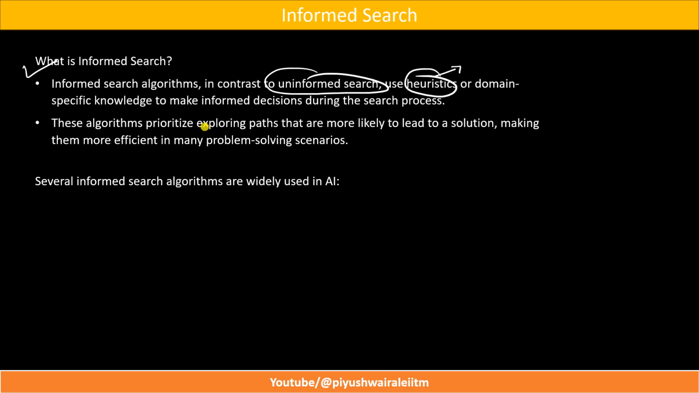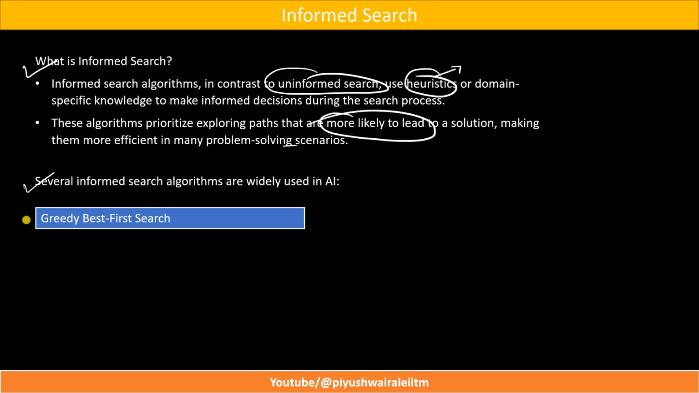Now, this algorithm prioritizes exploring paths that are more likely to lead to a solution, making them more efficient in many problem-solving scenarios. In a simple way, informed search is used whenever we have domain-specific knowledge, so that we can take some decisions during the search process. That's what informed search is. There are several types of informed search algorithms, so let us discuss them one by one.